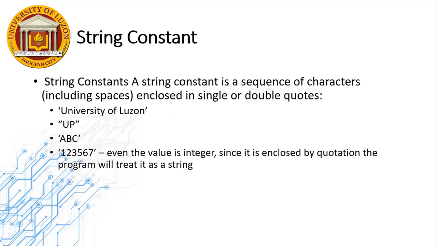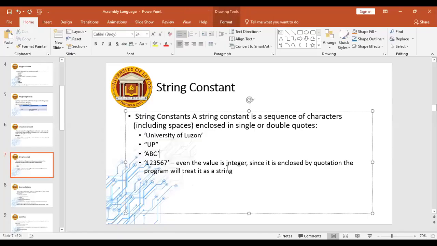A string constant is a sequence of characters, including spaces, enclosed in single or double quotes. Below are the following: first is University of Luzon enclosed in single quotes, followed by UP using double quotation, ABC using single quotation, and the integers 1, 2, 3, 5, 6, 7. Even if the value is integers, if it is enclosed in quotation, the program will treat it as a string constant. Let me just show you something.